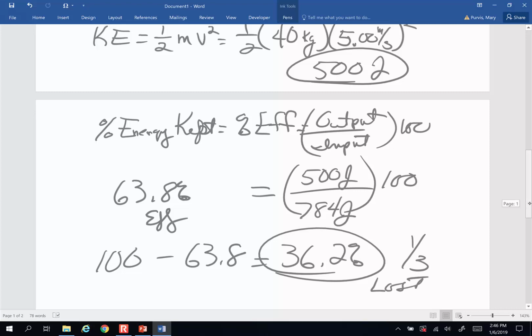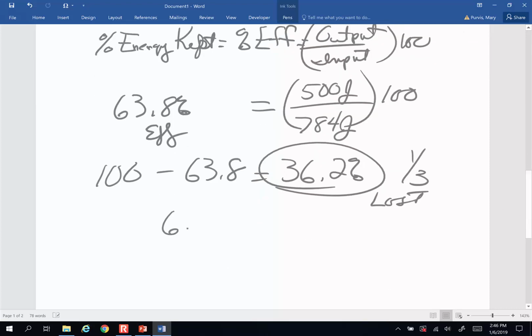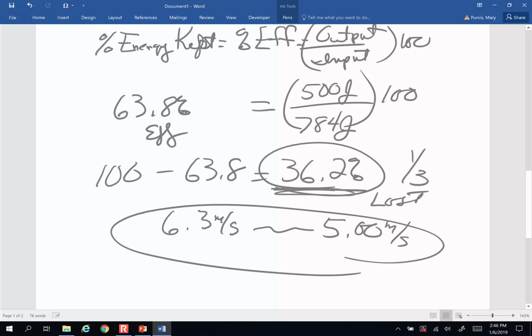And the difference in velocity was 6.3 meters per second compared to 5 meters per second. Well, how in the world can you have such a huge loss of energy and you have a very small change in velocity? And remember, we talked about the fact that kinetic energy is proportional to velocity squared. A small change in velocity, big change in energy.